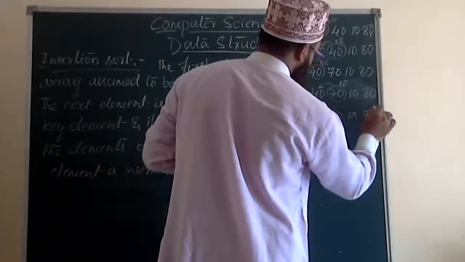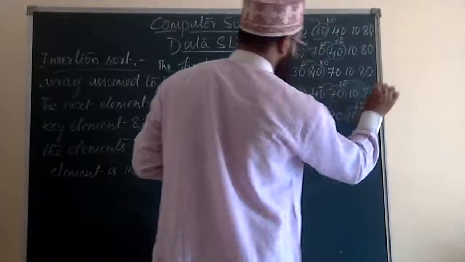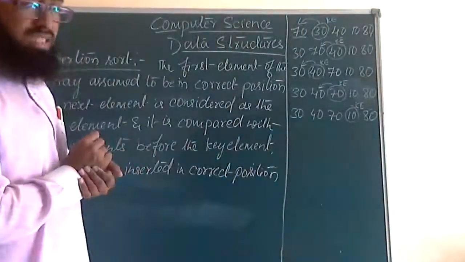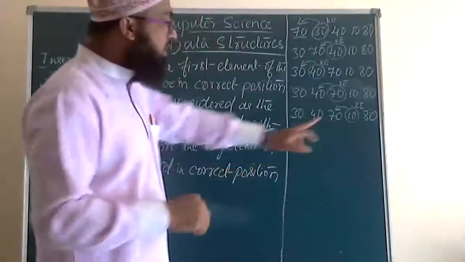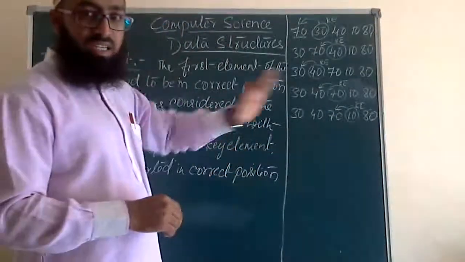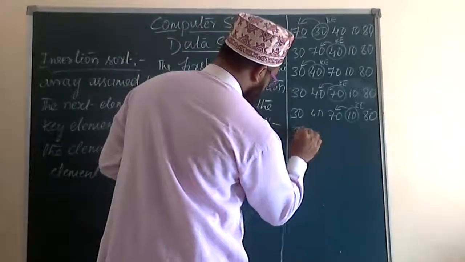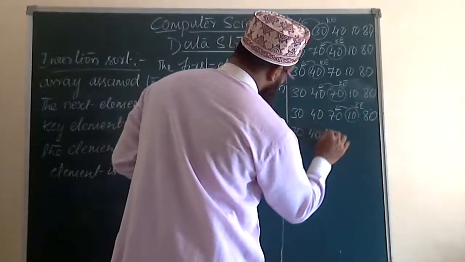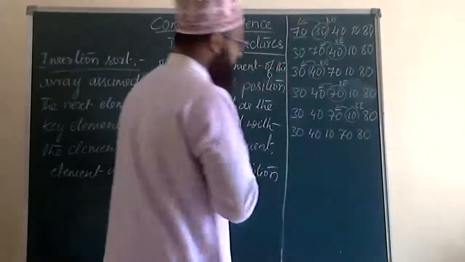Now compare. Take 10 as the key element and compare with 70. So 70 is greater than 10, and 10 is lesser than 70. So one step bring forward: 30, 40, 10, 70, then 80.